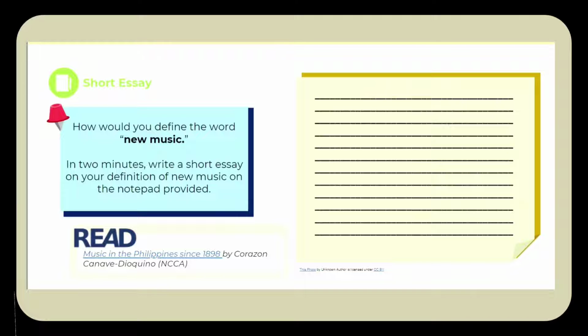We all have different definitions of new music. Let us do an activity. In 2 minutes, write a short essay about your definition of new music on the notepad provided. We also included a reading material for you to understand the topic better.